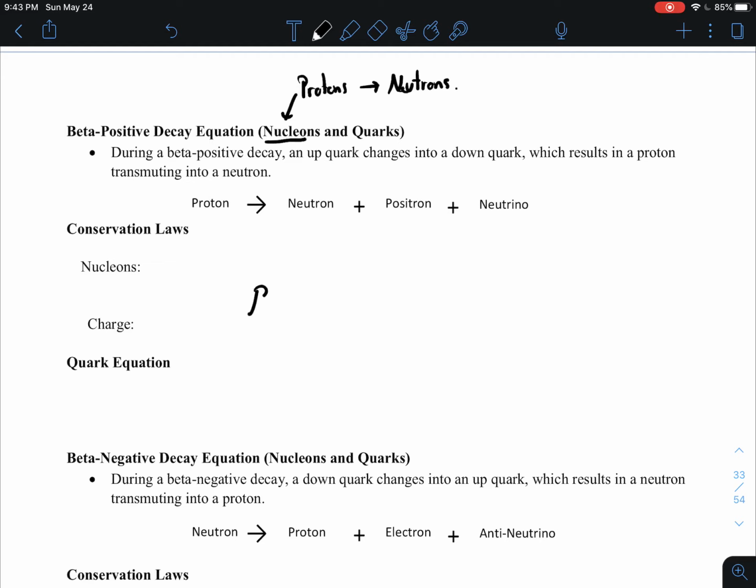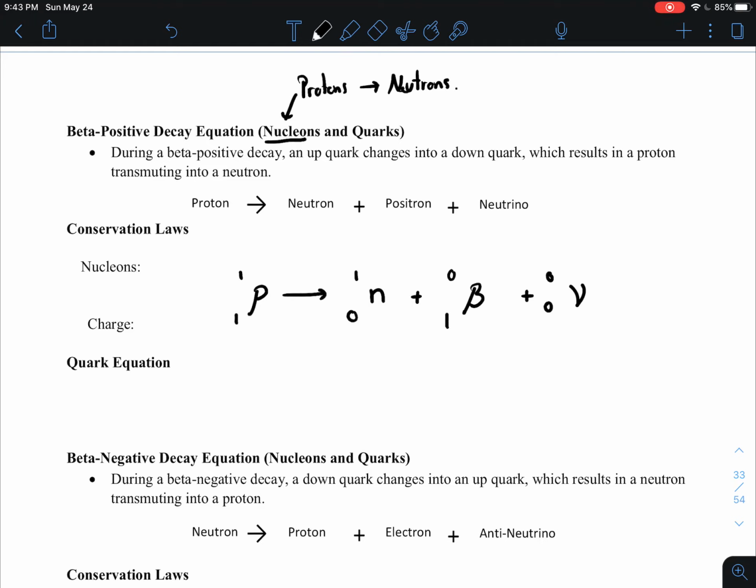So we're going to write it out slightly different. We're going to say a proton, and that is a 1, 1, turns itself into a neutron, a 1, 0, then also releases a positron. Remember, the positron is a beta particle that's positive, so it's a 0, 1, and then a neutrino, which is just that fancy V, which is a 0, 0. All right, so the nucleons stay the same, 1, 1, 0, 0, and then the charge 1, 0, 1, 0.